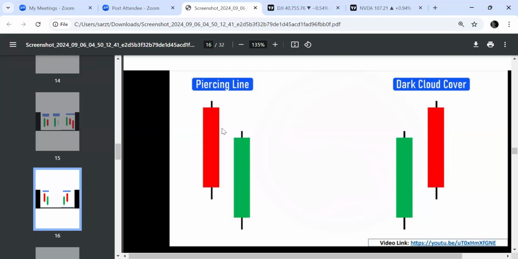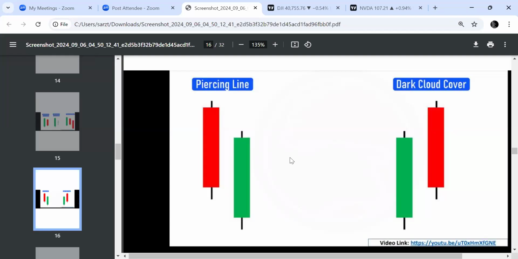And what is the confirmation? Let's say, for example, after the piercing line, if the next candle closes above the previous day's close, then it indicates a confirmation, and then we can look for a trade. We will place the stop loss at this point, like the previous candle close will be the stop loss, and then we can place the trade.